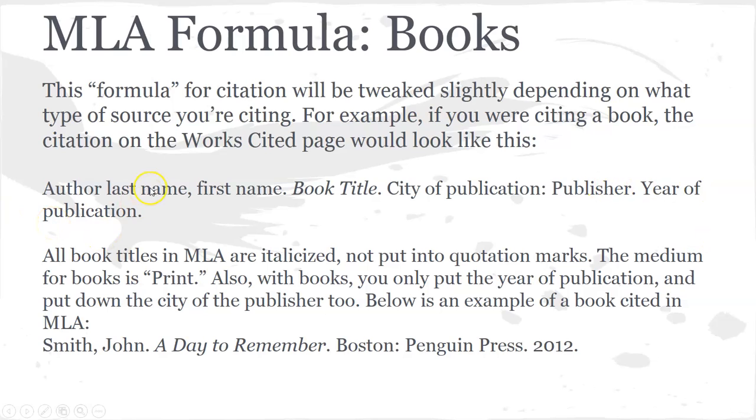That's it. So my example down here is Smith, comma, John. So John Smith's my author. A Day to Remember is the title in italics. Boston's where it's published. Penguin Press is the publisher. It's published in 2012. That's all I need. I can use all of this information right here to find that source. And that's really the idea. The idea is that if I, your reader, want to go on and research more and read more from your sources, I can use your works cited page to find those and research them further.